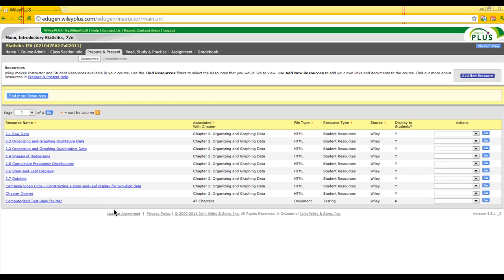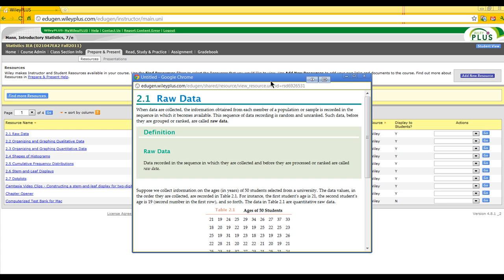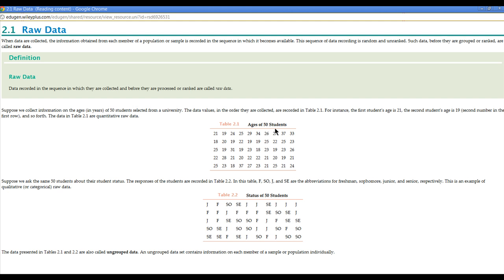Okay, in class we did raw data, organizing and graphing qualitative data, organizing and graphing quantitative data, and shapes of histograms, and maybe cumulative frequency distributions. Let's quickly review that. So raw data: data recorded in the sequence in which they are collected and before they are processed or ranked is called raw data. Okay?